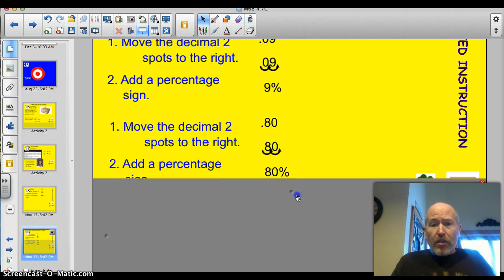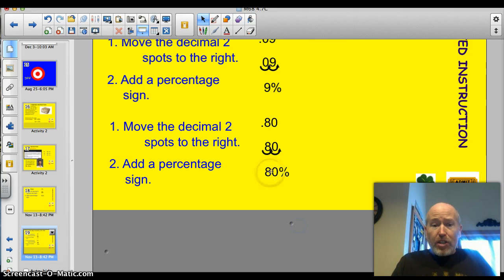9%. Here's another example with 0 in the second digit spot. You got 0.80. Move it 2 spots to the right. Leave the 0 this time and you got 80%. Just very common sense stuff.